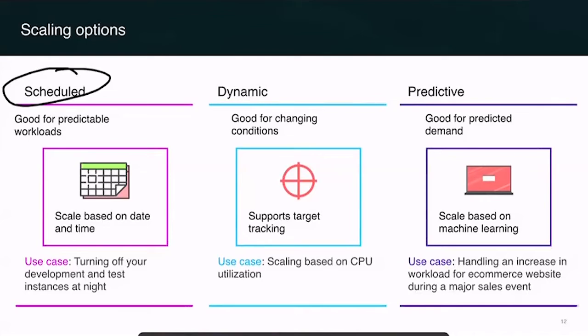So for example, if you have a customer who is selling only Christmas trees, an auto scaling policy for them would be scheduled only for the Christmas season, because nobody will buy a Christmas tree outside the Christmas season.